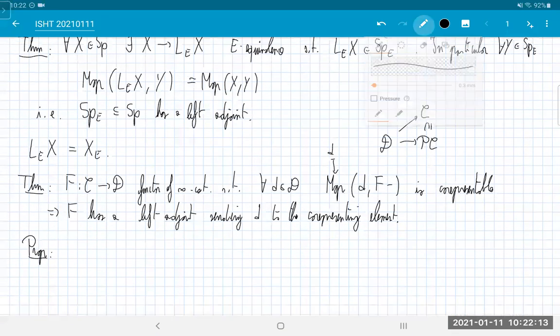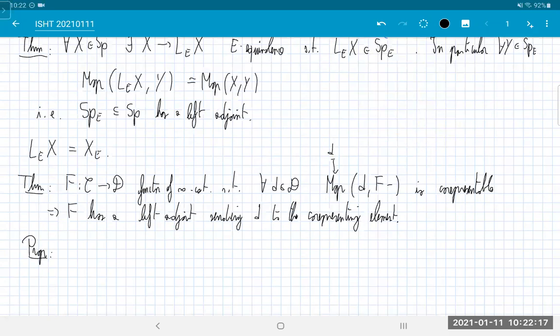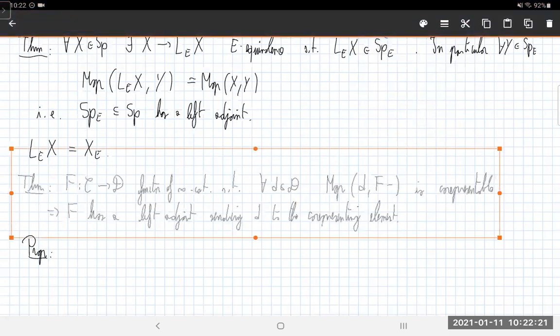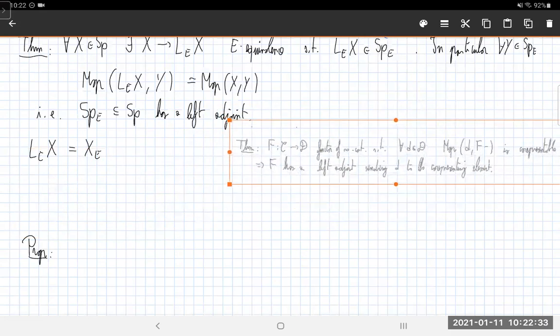Okay, so let me erase this. And actually, I already used this theorem implicitly, I think, at some point in the recognition principle. I can put it here.